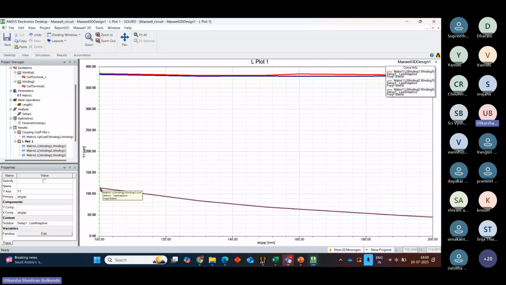We have seen that our coupling coefficient decreases as the air gap increases. In a similar fashion, your mutual inductance will also vary. As the air gap increases, your mutual inductance will decrease because the coupling between the primary and secondary is changing, right? But you will not observe much variation in your self inductance. Fine.